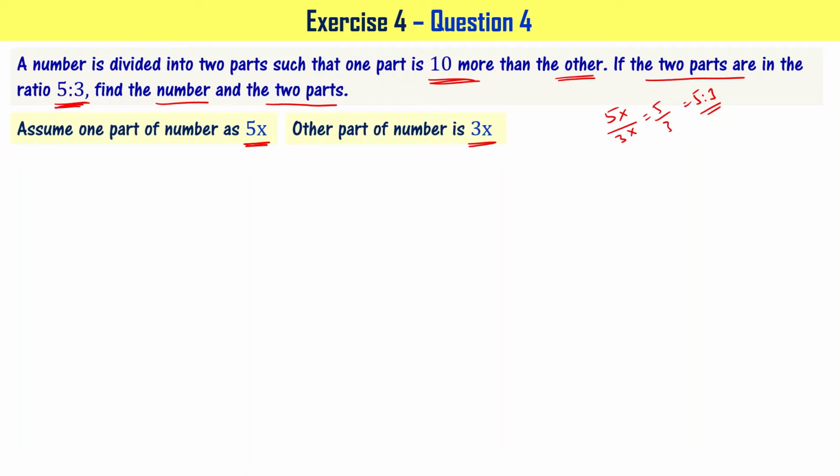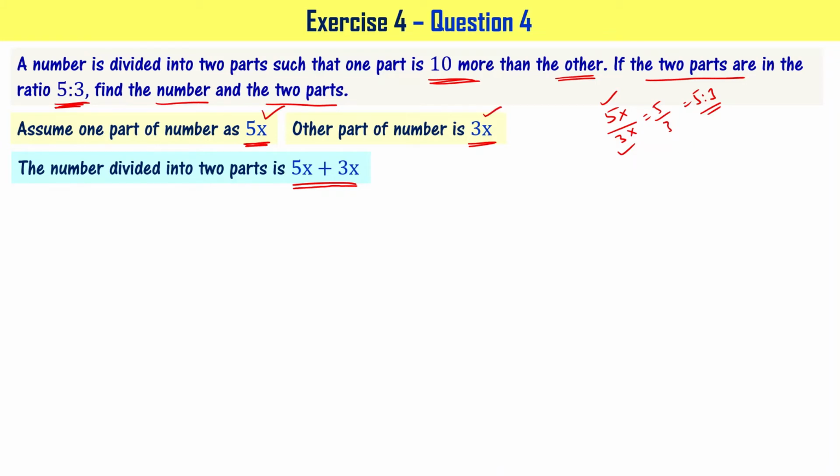Now look at this. These two parts, 5x and 3x, are obtained by dividing one number, right? What is that number? That number is 5x plus 3x. Now you see the given number is 5x plus 3x. One part is 5x and other part is 3x, right? Now look at this statement. One part is 10 more than the other. In these two, 5x is a bigger part, right? Compared to 3x. That's why 5x is 10 more than 3x.